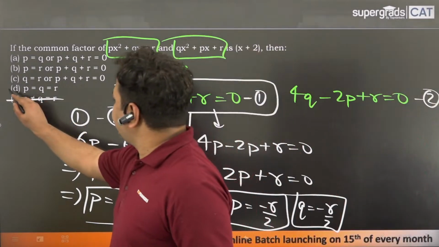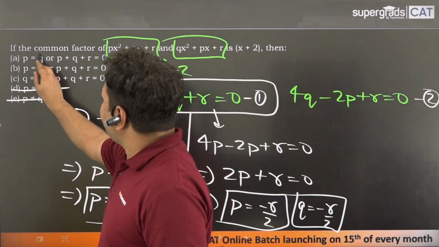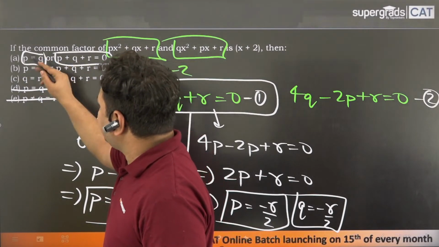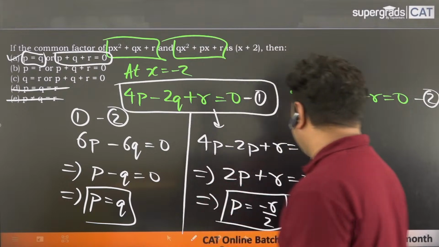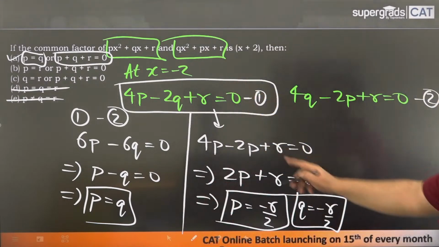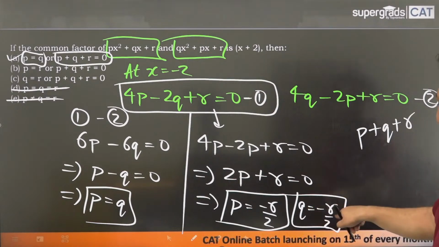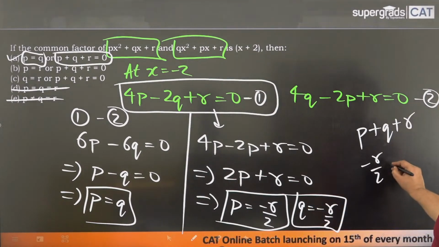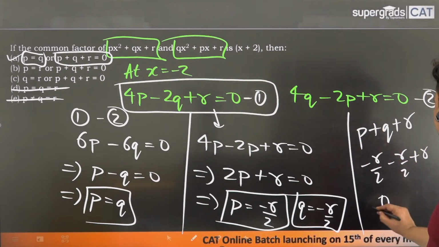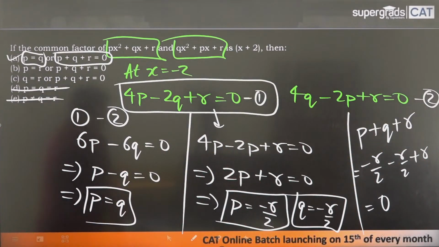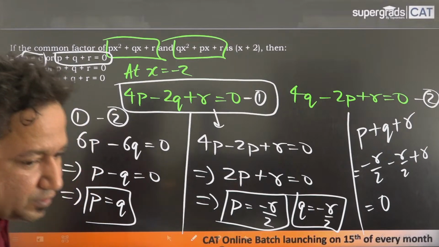So D भी खत्म हो गया. So P is equal to Q, we can see over here. And if I add P plus Q plus R, would I get 0? Of course, I'll get. So option A is correct one. Let us put the values. P and Q are minus R by 2 each. If you solve this, you will get 0 in the end. So option A is correct. Well done. Very good. Let us go to the next question.